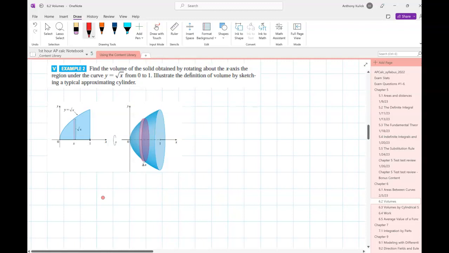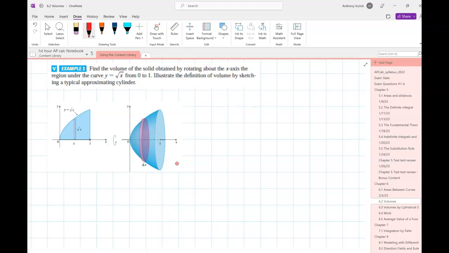All right, let's do another one. So this says find the volume of the solid obtained by rotating about the x-axis the region under the curve y equals square root of x from 0 to 1. So that's what I've graphed here. And then I spun that around the x-axis and I've created this dome shape.